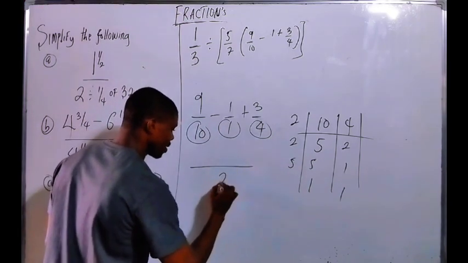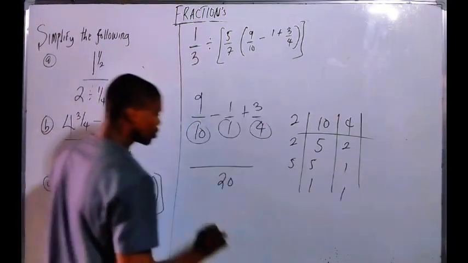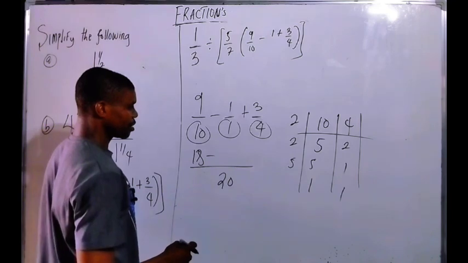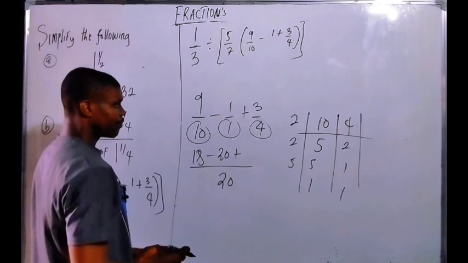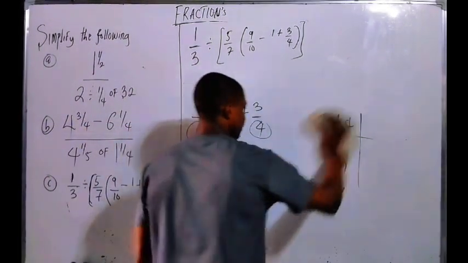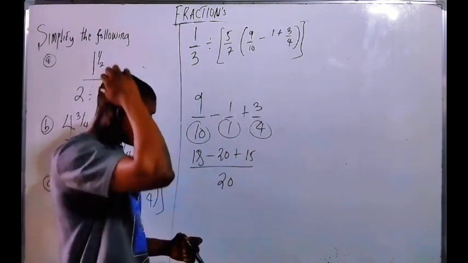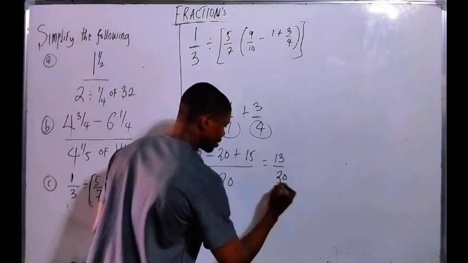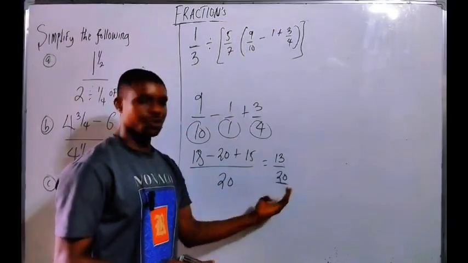So here we have what? The LCM is going to be what? 20, right? 10 going to 20 is 2. 2 times 9 is what? Is 18 minus 1 going to 20 is what? Is 20. So going to be 20 plus 4 going to 20 is 5. 5 times 3 what? 15. Right? So what I want to do here, 18 minus 20 plus 15 give what? 13 over 20, right? 13 over 20. So that is when I evaluate the whole of this one here, you get me what? 13 over 20.